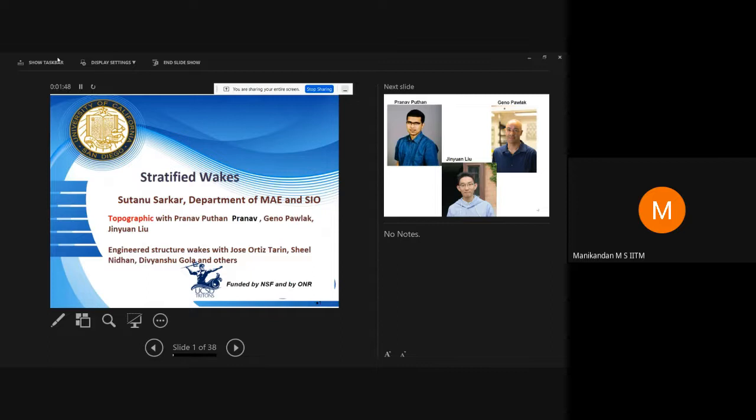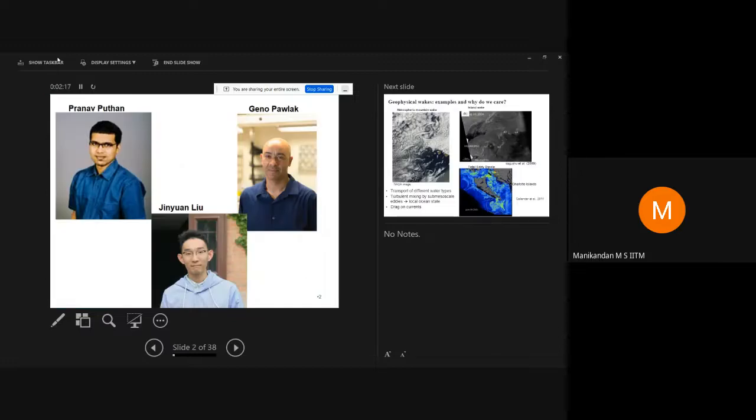So I'll be talking about stratified wakes, and primarily topographic wakes, and this is work done with Pranav, Dino Pollard, and Jinuan. I also worked for a number of years on engineered structure wakes, so I won't have time to talk about that work. There are similarities and also big differences. Pranav has now graduated with a PhD, Dino Pollard is my colleague, and Jinuan is doing a PhD.